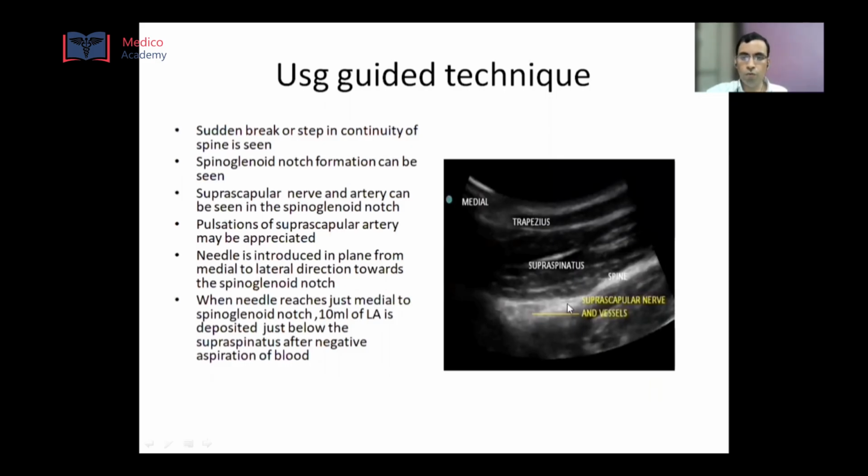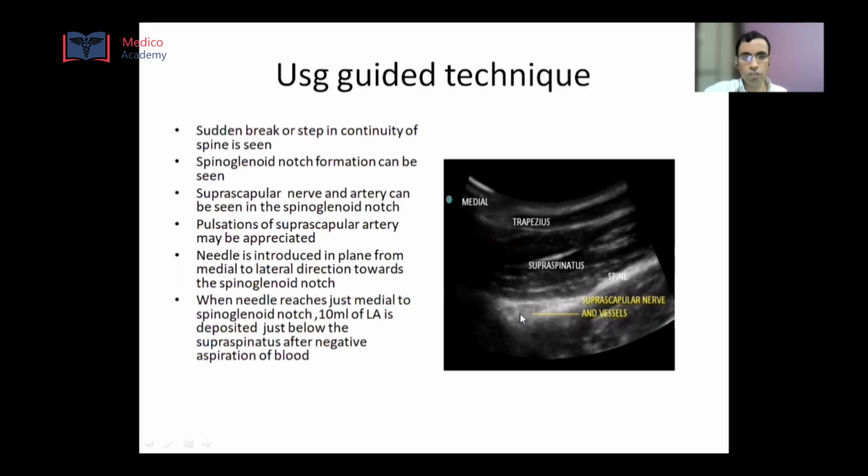The probe is then moved laterally. A sudden break or step in the continuity of the spine is seen. This indicates the formation of spinoglenoid notch. The suprascapular nerve and artery can be seen in the spinoglenoid notch. The pulsations of the artery can be appreciated at this level.